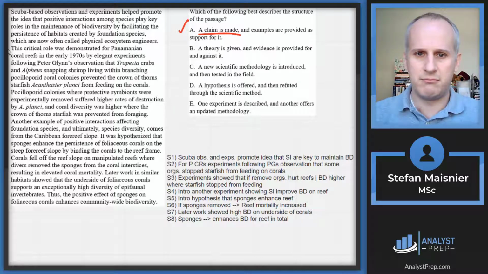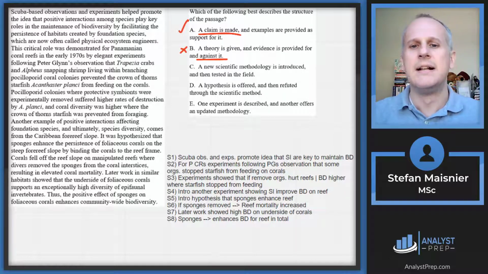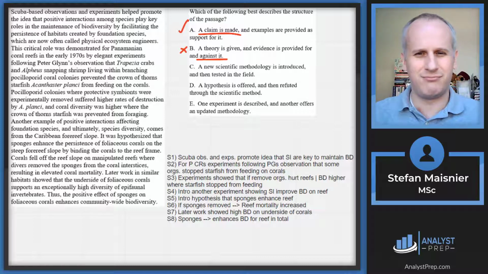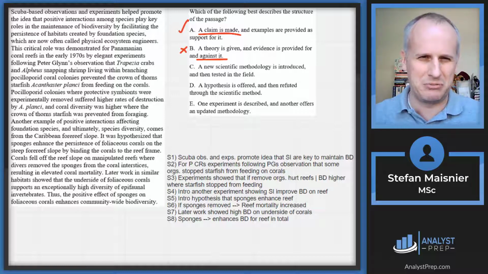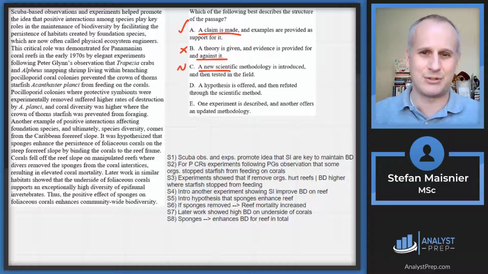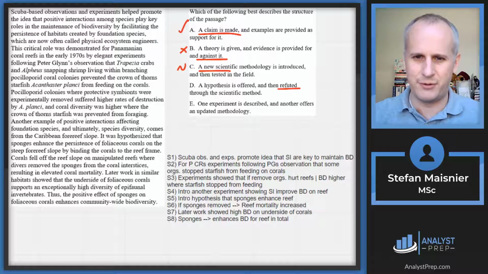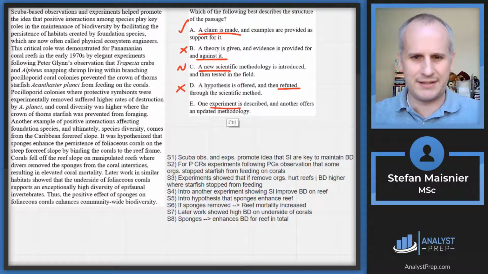Now, a theory is given, maybe, but evidence is provided for and against it. Well, no, not for and against. A new scientific methodology is introduced. Well, maybe, and then tested in the field. Again, do we know that it's a new methodology here? I don't know that definitively. I might say that this is a squiggle, but certainly not as good as the option we had up at A. A hypothesis is offered and then refuted. Well, it's not refuted. And one experiment is described. Well, the experiment isn't the first thing that is described.